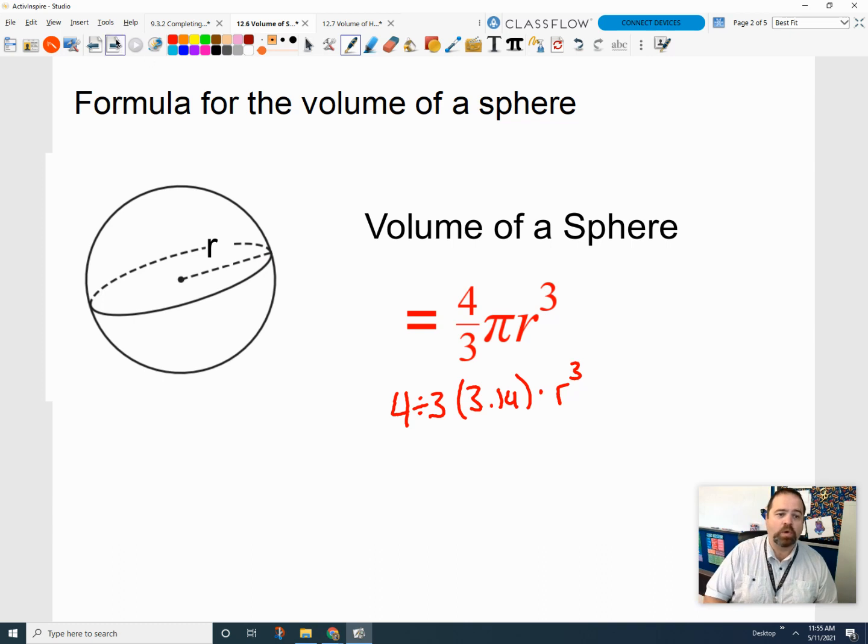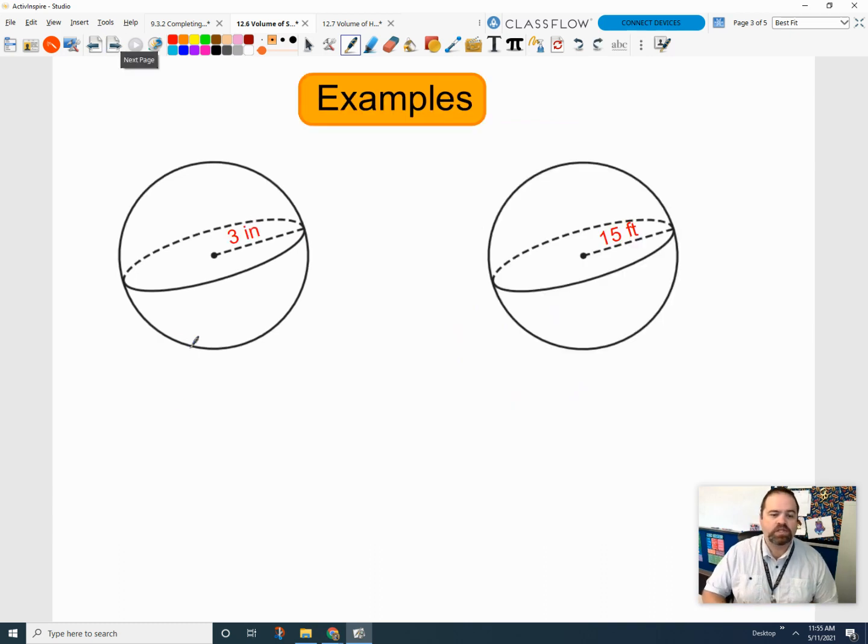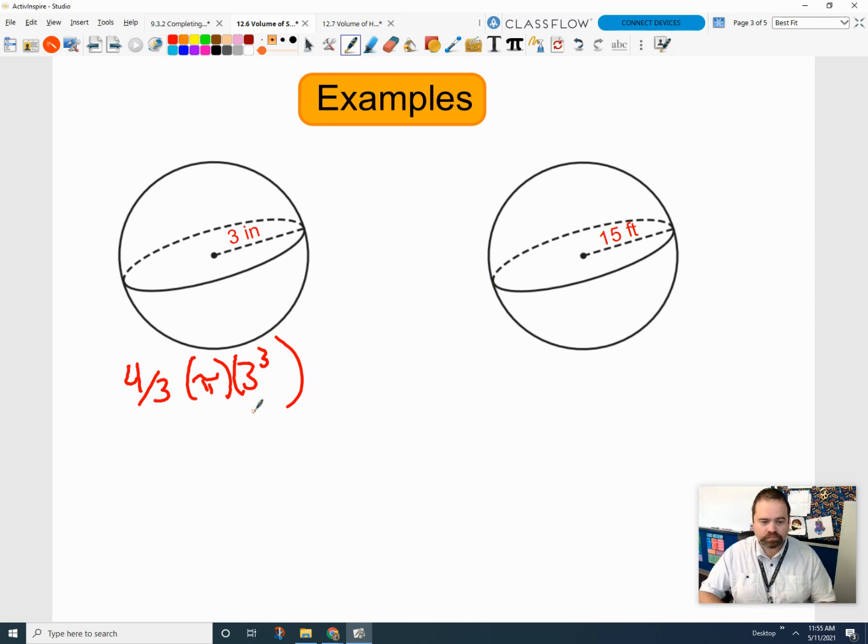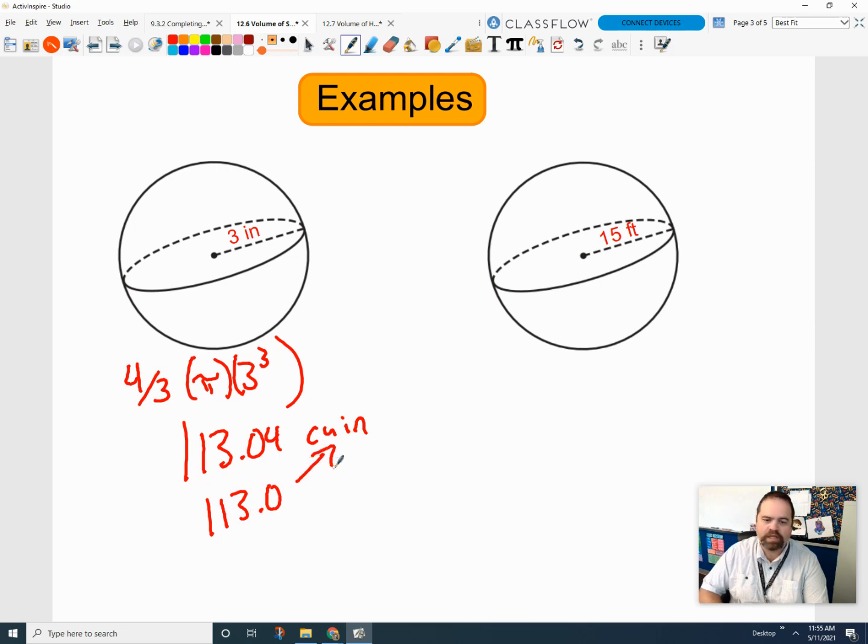Okay, so on to some examples. So this is 4/3, so 4 divided by 3 times pi times 3 to the third power. All right, so 4 divided by 3 times 3.14 times 3 to the third power. So 3 times 3 times 3. That is 113.04 cubic inches.